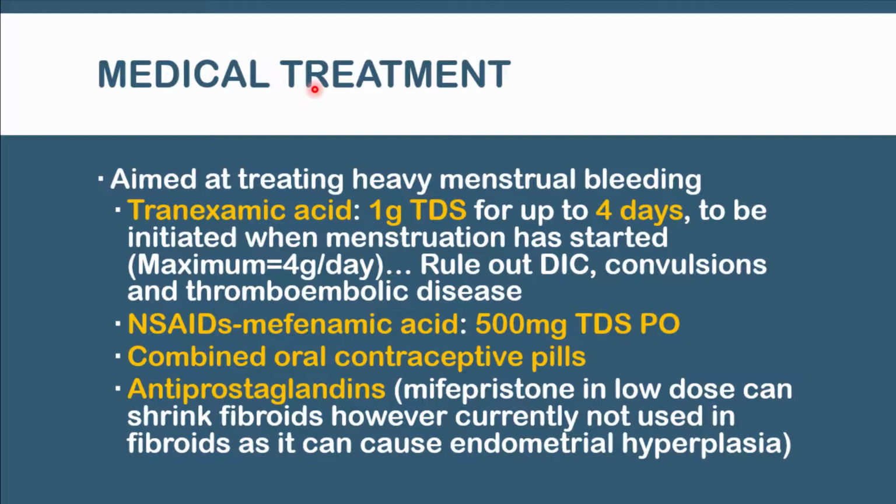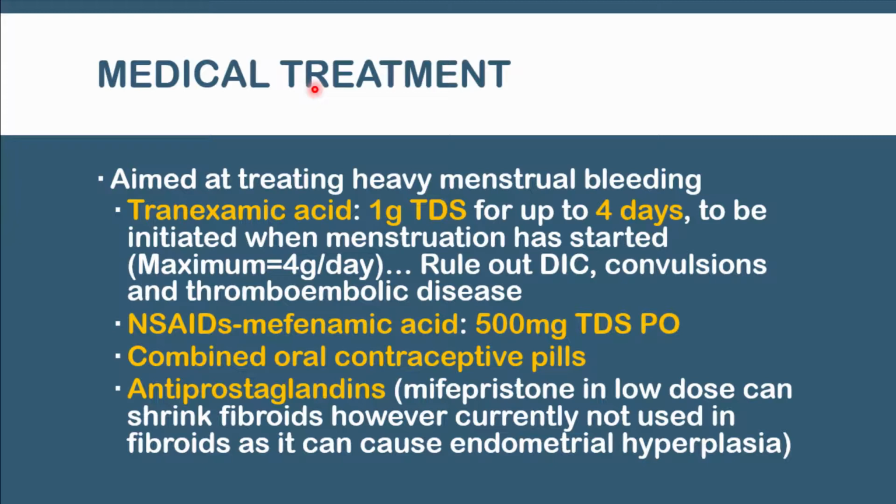You want to rule out conditions such as disseminated intravascular coagulation. You want to rule out convulsions. You want to rule out any thrombotic diseases or any thromboembolic disorders, because you don't want to give someone tranexamic acid and their blood will end up clotting. They may develop other complications. If they are in pain, you could of course give them some NSAIDs such as mefenamic acid, given orally about 500 milligrams 3 times a day. You can also give them oral combined contraceptive pills.